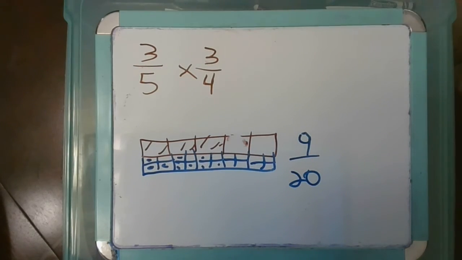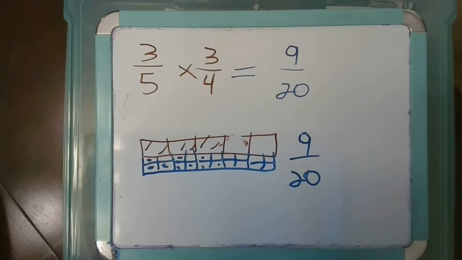That's my answer. Now let's see if that strategy we had practiced, just multiplying it, would give me the same answer that the length model does. So numerators, 3 times 3. Well, not surprisingly, it is 9. 5 times 4, again, is 20. So 9/20. Either way I did that.